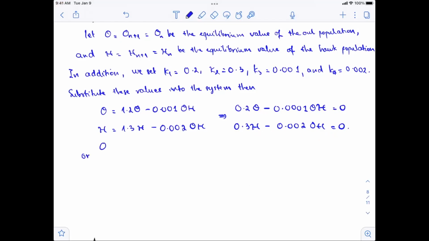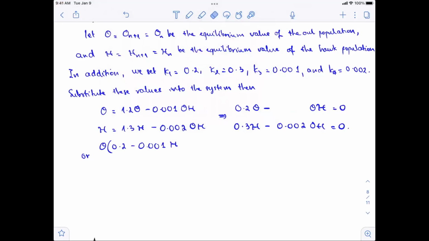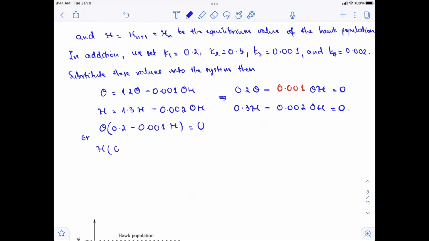So in the first equation, you take O as the common factor, and you're left with 0.2 minus 0.001 H. Right, so I want to correct here, it's just 0.001. And this is equal to 0. And in the second equation, you have H as the common factor. Then you're left with 0.3 minus 0.002 O equal to 0. Right. So in the first equation, you obtain two values. So either O, our population, is equal to 0, right?